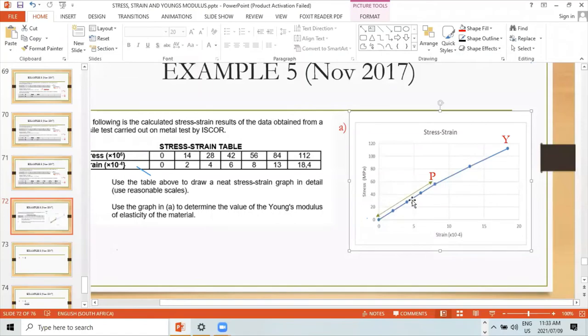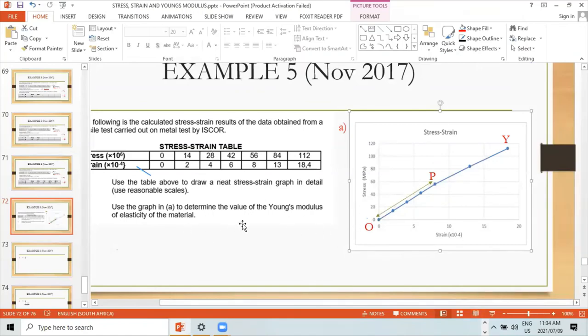Yes, anywhere between O and P, the Young's modulus is going to be any ratio there. P is the fourth point, 1, 2, 3, 4, up until 42. Any ratio that we can use from 0 to 42, we can take 14 over 2 will give us a Young's modulus. 28 over 4 will give us Young's modulus. 42 over 6 will still give us Young's modulus. Why? Because mathematically, it is the same gradient.